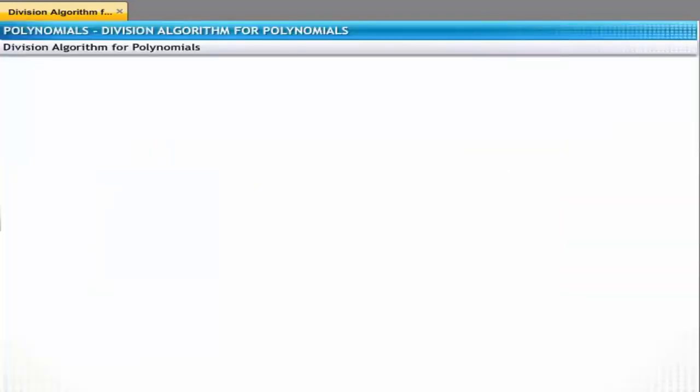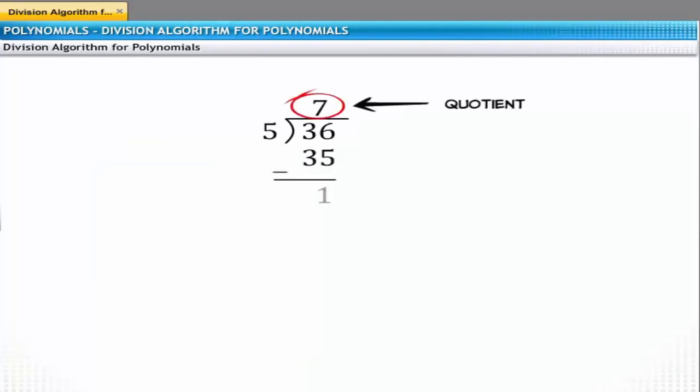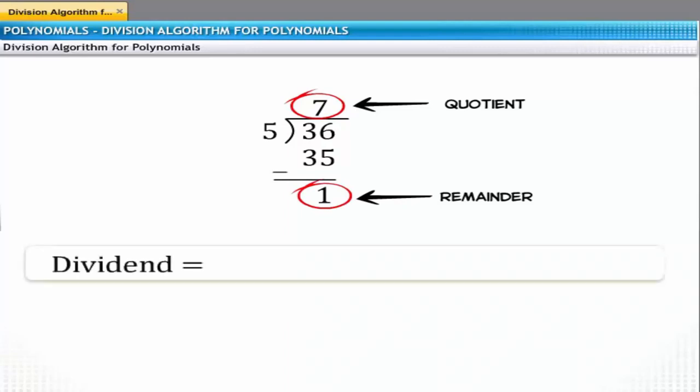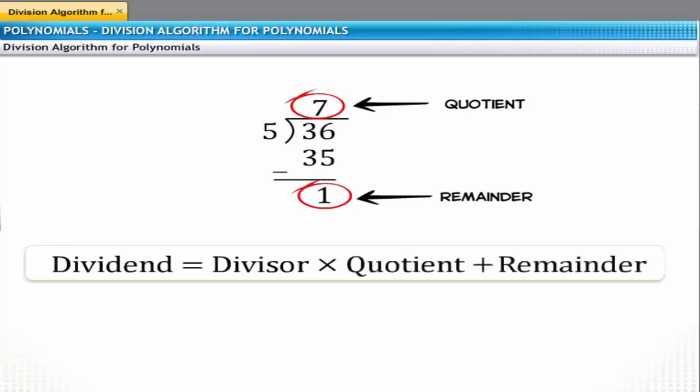Let's perform a simple division of 36 by 5. Notice that the quotient is 7 and the remainder is 1. We can recall Euclid's division algorithm here. That is, the dividend is equal to the divisor into the quotient plus the remainder. In this case, 36 is equal to 5 into 7 plus 1.